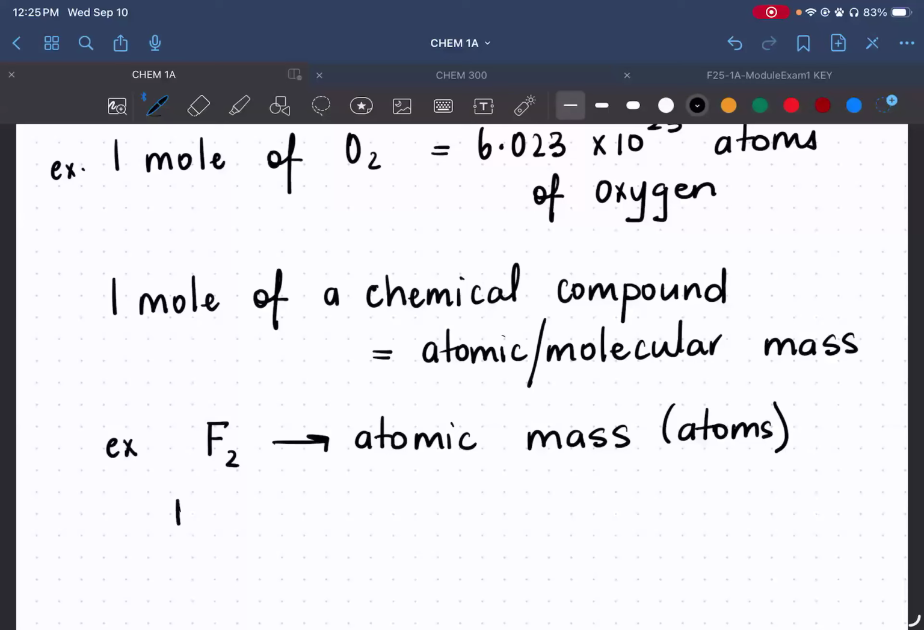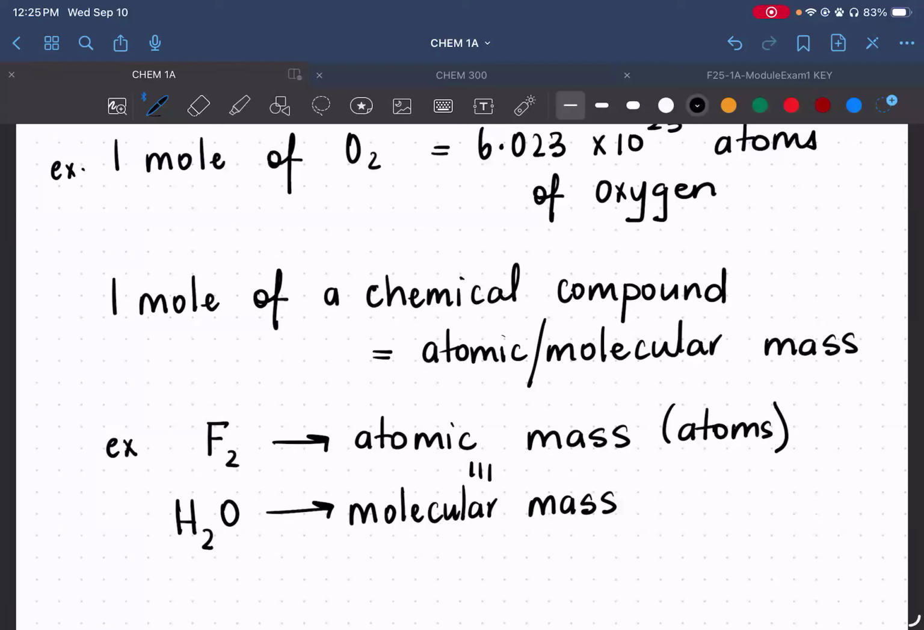Take, for example, another compound such as H2O. H2O is a combination of two different atoms. And as a result, we refer to it using molecular mass. So the two terms mean the same thing. They're both mass of the compound or the element. It's just a difference of what you use when referring to one element or more than one element.